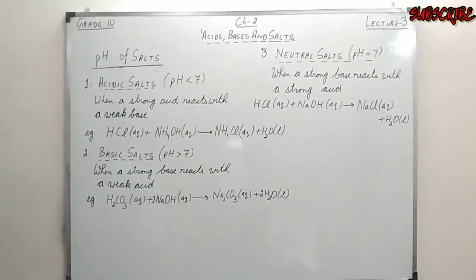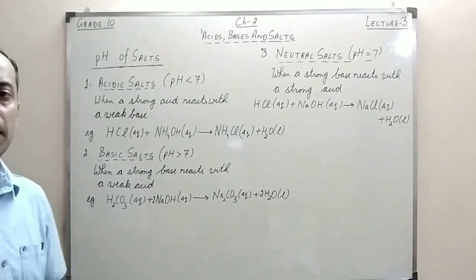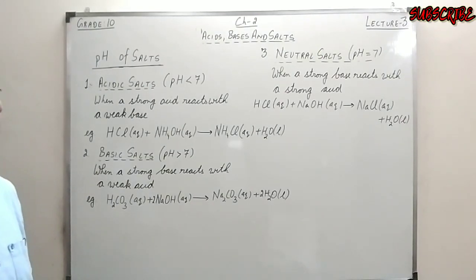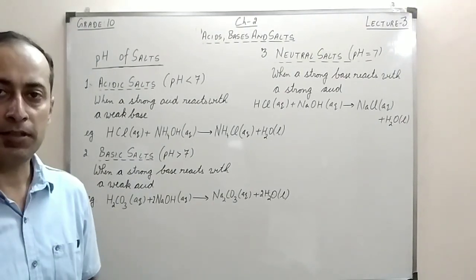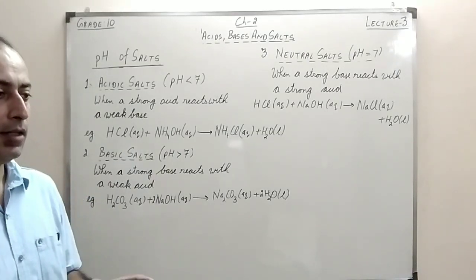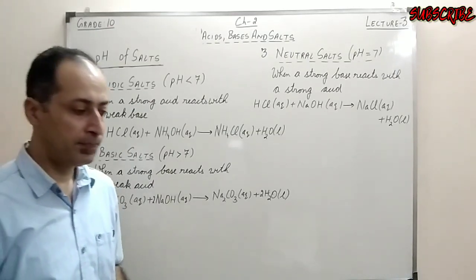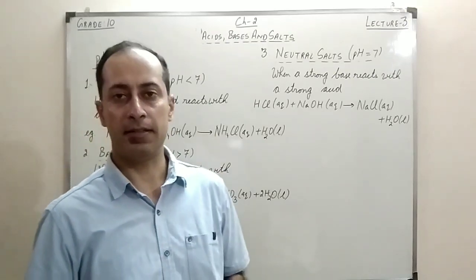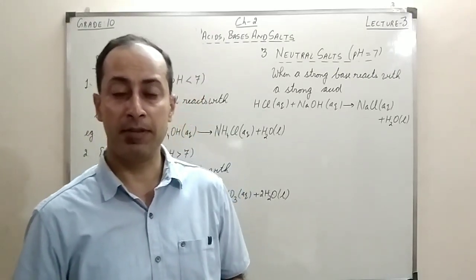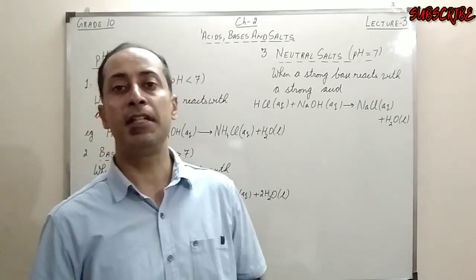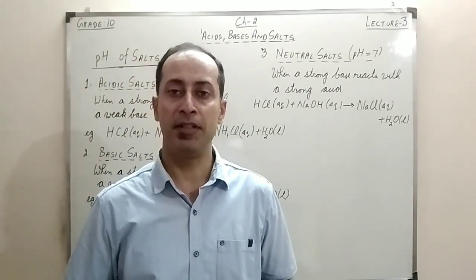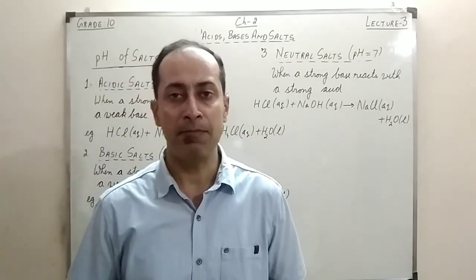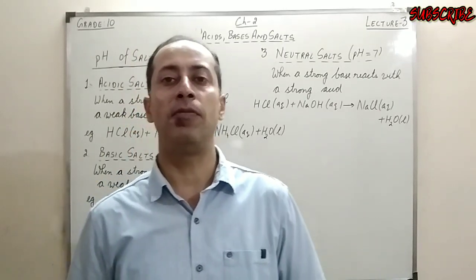Alright, when we talk about the pH of salts, you have learned about pH in the previous topics. pH is basically used to find the strength of any solution. If pH is less than 7, we say the solution is acidic. If pH is more than 7, we say the solution is basic. And if it is equal to 7, we say the solution is neutral. In the same way, we can also find the pH of salts.